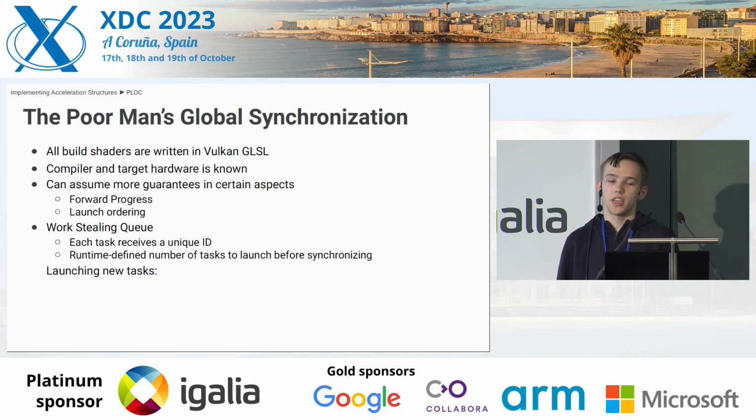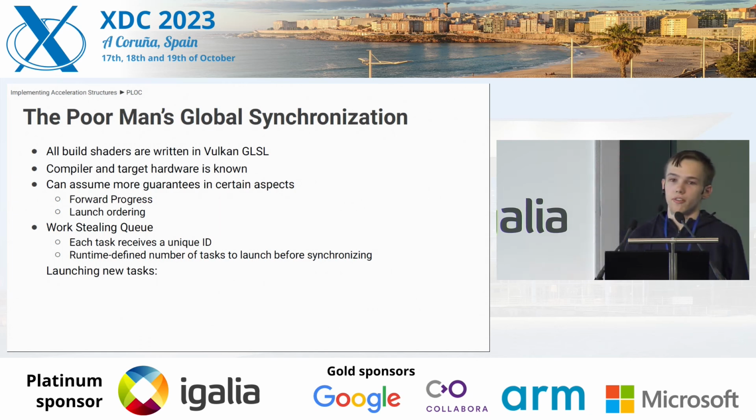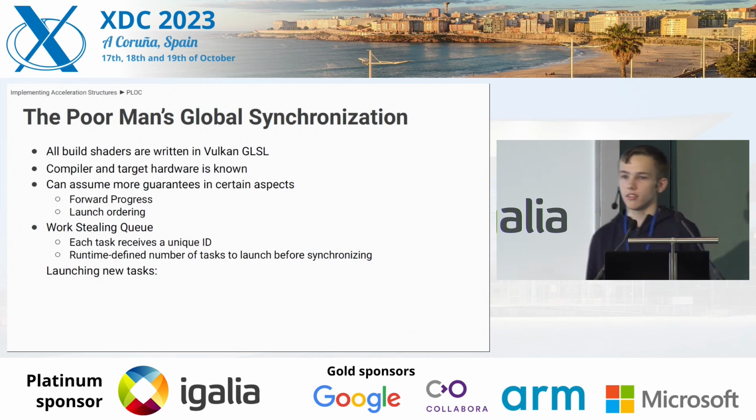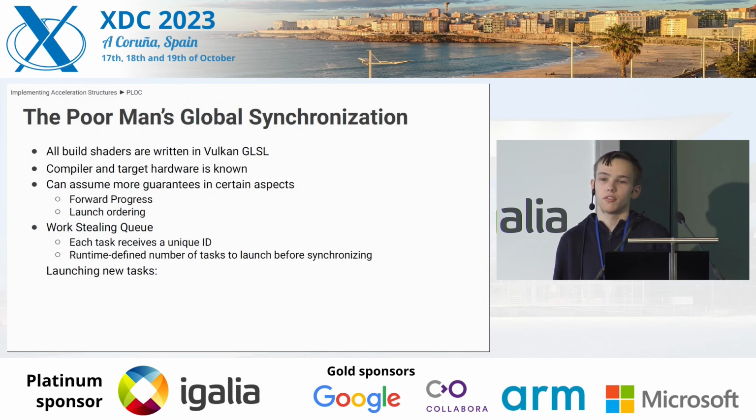Another guarantee we can make is about launch ordering. If we have a compute shader invocation that launches with a certain launch ID, we can assume that invocations with a smaller launch ID have been launched already. That's basically used in some other places to implement a lighter sync without actually having to synchronize the whole GPU every single time. What we went for the whole GPU synchronization is basically a work stealing queue with unsigned integers as the task IDs, which is what you refer to for each task. So it has a unique identifier, so you can figure out what to do given that unique task ID.